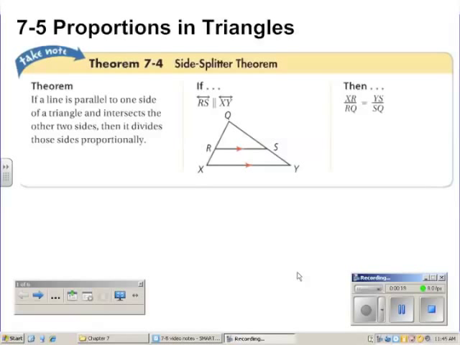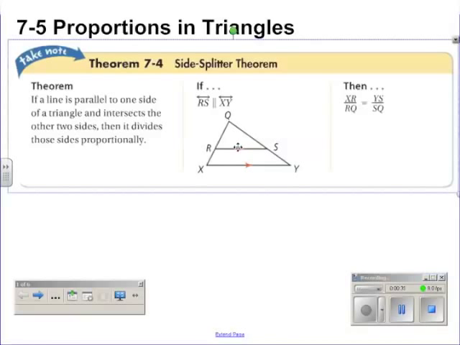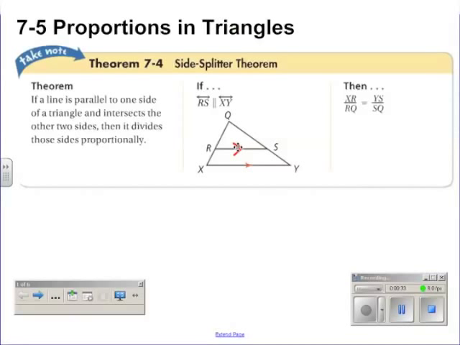And you can see that we are given a triangle with one side parallel to a side within that triangle. So in this case, we have segment RS is parallel to segment XY. So therefore, on either side of those parallel lines, XR is to QR as QS is to SY.